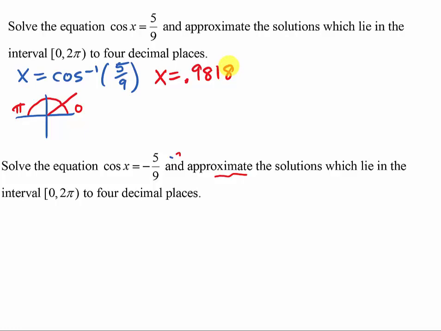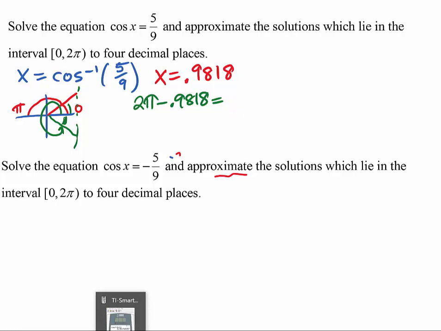Now I need to ask myself, where else on this circle between 0 and 2 pi would I have the same cosine value? And that would be here in quadrant 4, because x values are the same in quadrant 1 and quadrant 4. And so let's see. Well, I know that this angle right here is 0.9818, so how would I get this angle right here? And I could see it would be 2 pi minus that angle right there. So if I have 2 pi minus the 0.9818, I will get another solution.